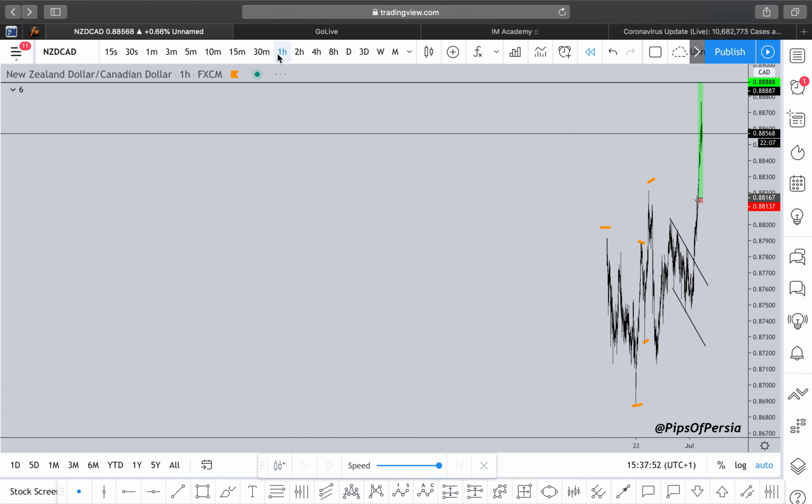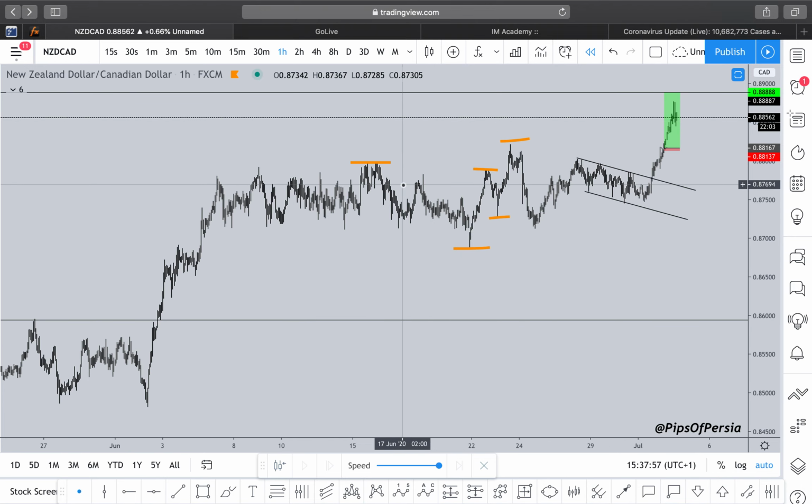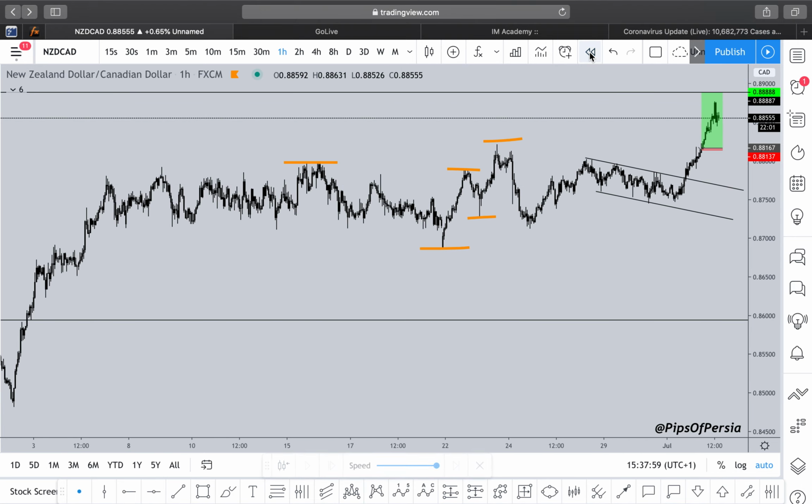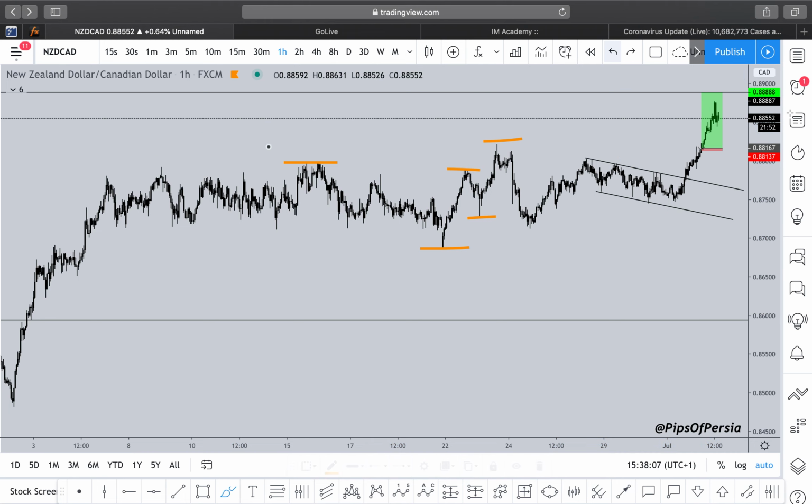I believe hourly, yes. On the hourly time frame, this general schematic that was formed could have been mistaken with a distribution schematic, right? Because you would be looking at this. Let me remove all of these first.